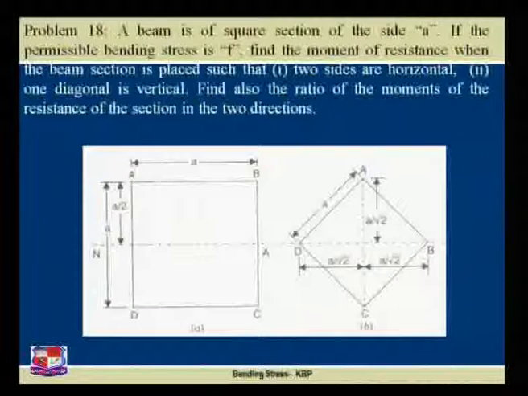Our intention is to find out the moment of resistance if I place the beam like this, where the sides are horizontal, one side and the two sides are horizontal. Here another option is one diagonal is vertical, so this diagonal is vertical, which means the other diagonal is horizontal. What will be the moment of resistance? And in the next part, find also the ratio of the moments of resistance of the two sections. We have to find out the ratio also.